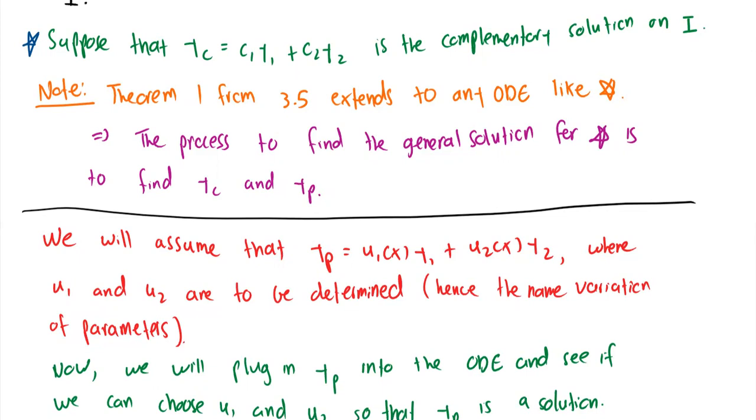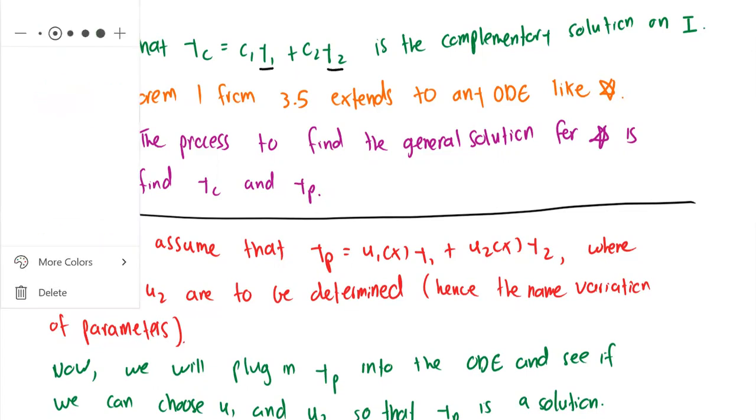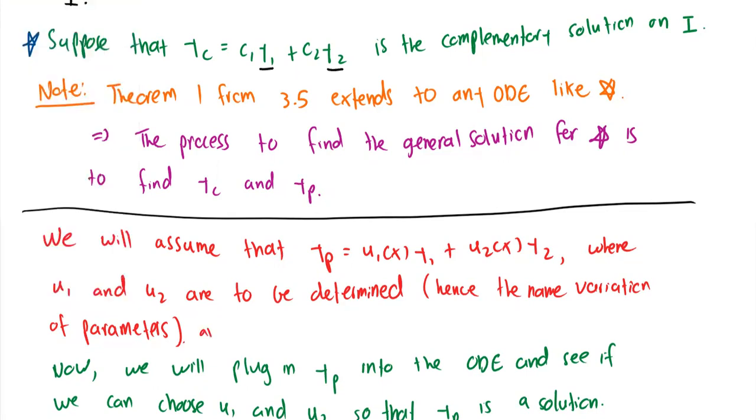We're going to assume that y sub p has the form u1 of x times y1 plus u2 of x times y2, where u1 and u2 are to be determined. And y1 and y2, of course, come from the complementary solution, the same y1 and y2 as here. So actually, let me write that here so it's not confusing. y1 and y2 come from the complementary solution, which is denoted y sub c.